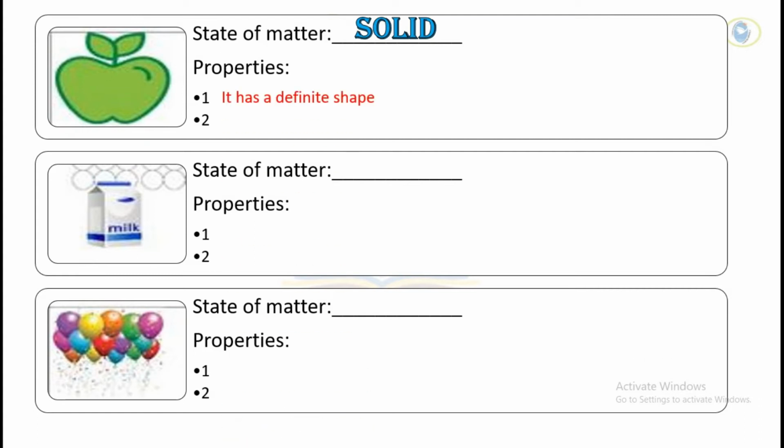Now let's write the properties of solid. First one, it has a definite shape. Second one, it has a definite volume. Next state of matter, milk, is liquid. In the balloon, air is there, so the next state of matter is gas. You should complete their properties.